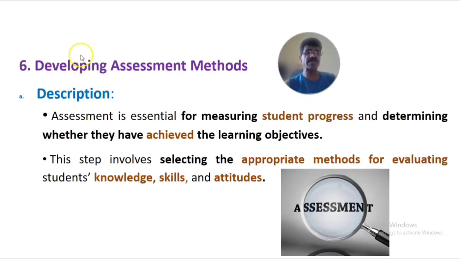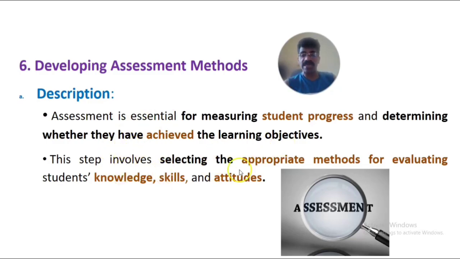The sixth main step is developing assessment methods, various assessment methods. Assessment is essential for measuring student progress, because they have to complete the first semester, second semester, third, and so on; first year, second year, third year. We have to evaluate their progress. For that we need different assessment methods. Thus, assessment is essential for measuring student progress and determining whether they have achieved the various learning objectives of the particular year or semester.